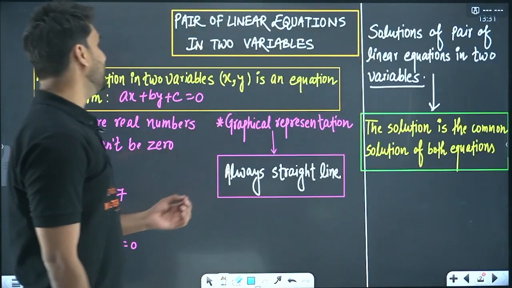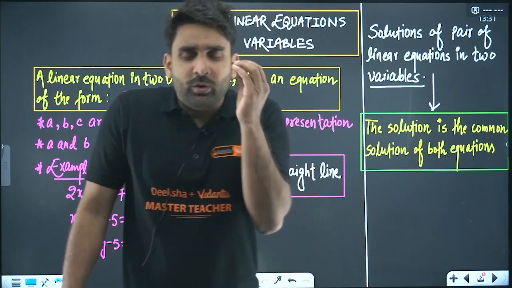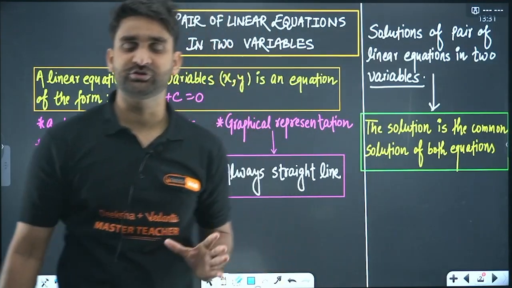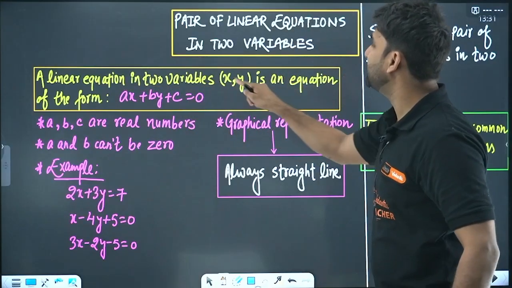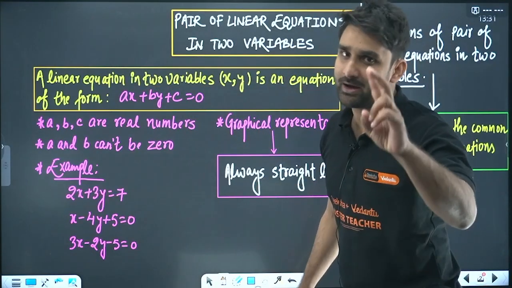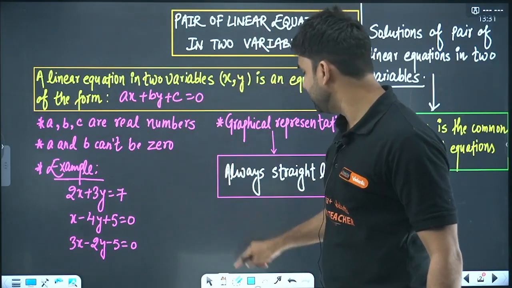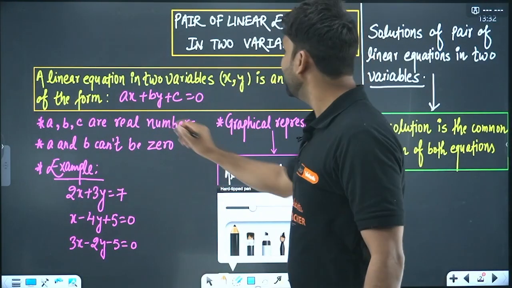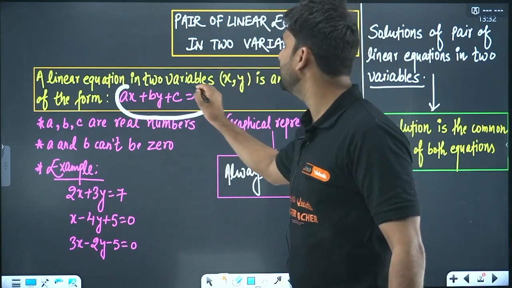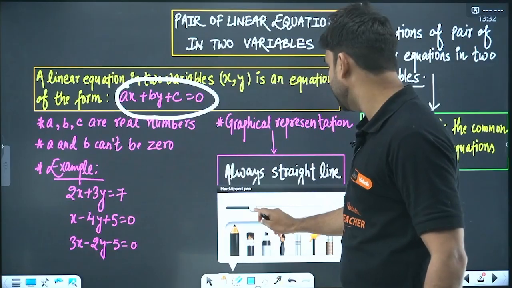So first question is, what are linear equations in two variables? What exactly is the definition of a linear equation in two variables, my dear? A linear equation in two variables x and y, here x and y are the variables, is an equation of the form ax plus by plus c equals 0, my dear. This is called a linear equation in two variables, my dear champion.